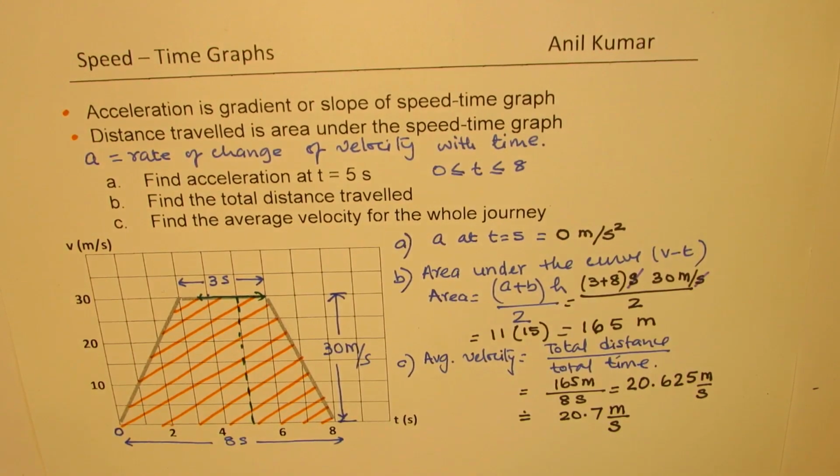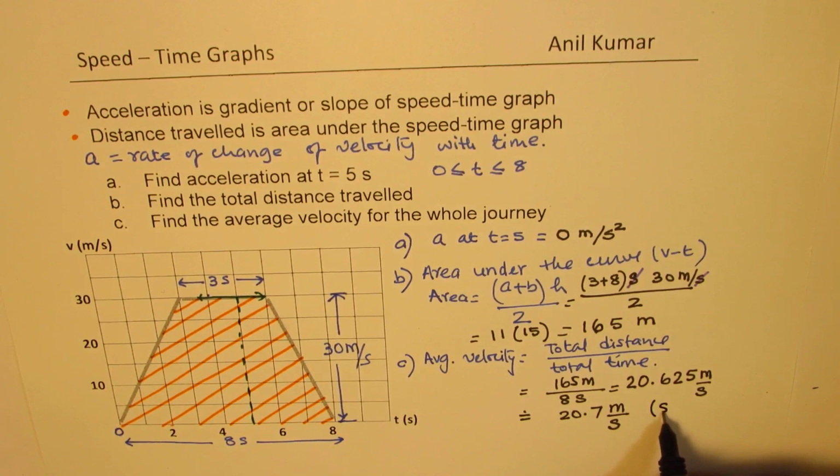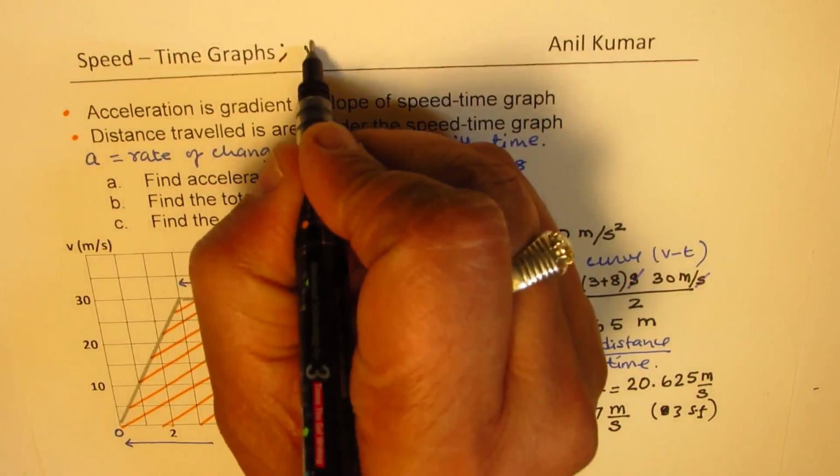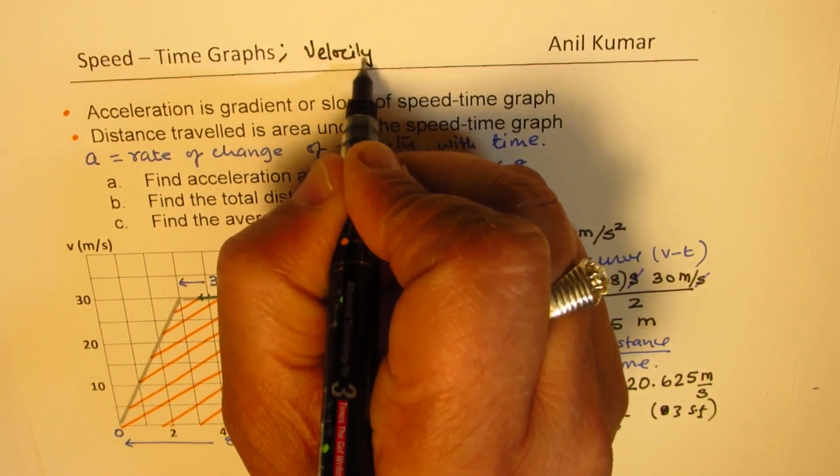Sometimes we also say this answer is to three significant figures, right? So 20.7 meters per second. So I hope the steps are absolutely clear. So whenever you are given a speed time or velocity time graph, you can do the same thing.